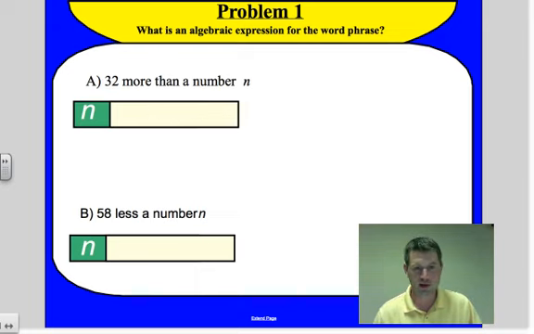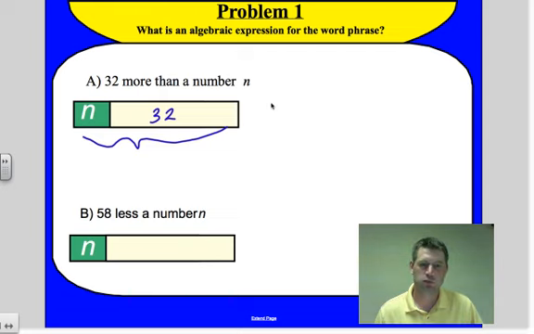So this value here is going to be 32. We want to know what that's going to be in an algebraic expression. Okay, and we're going to talk about that in a second, which is going to be more than, so we want to put it n plus 32. That way we're getting more than the n. Okay, so that phrase is kind of putting it in order.